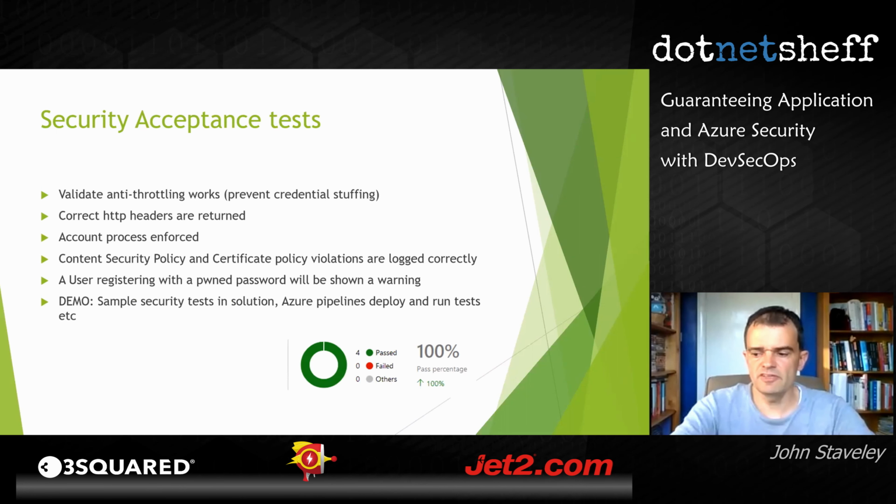So we're getting more feedback about our security, and you can do that via acceptance tests. If you want to prevent throttling, so credential stuffing attacks, that's like forced logins, you can validate that that's working through an acceptance test, and the Security Essentials project does that. You can ensure that the correct HTTP headers are returned, the account process is enforced, and the content security policy and certificate policy violations are logged correctly via Report URI. A user registering with a pwned password via Troy Hunt's Pwned Passwords facility, which is excellent, will be shown a warning.